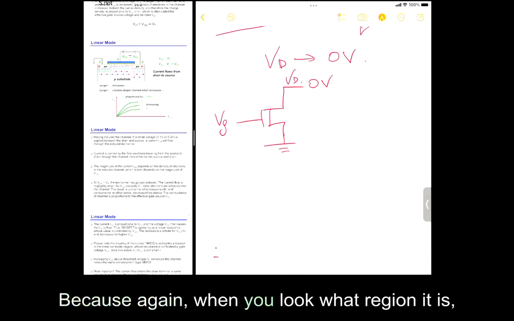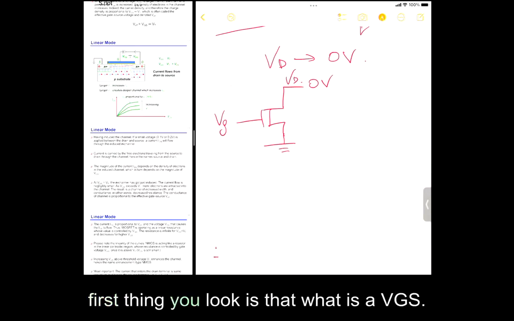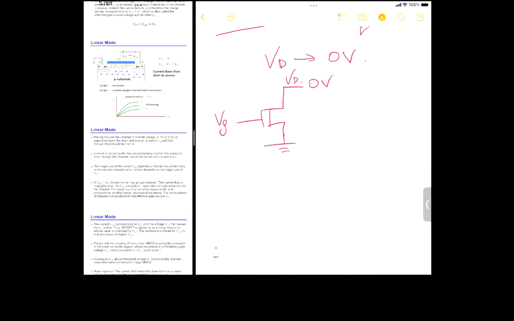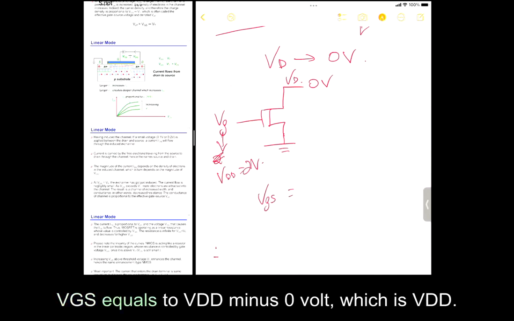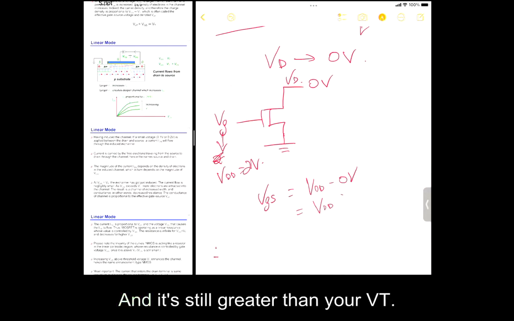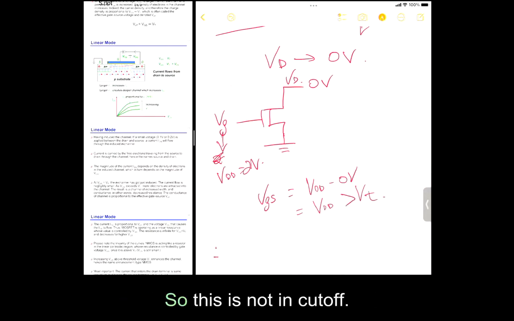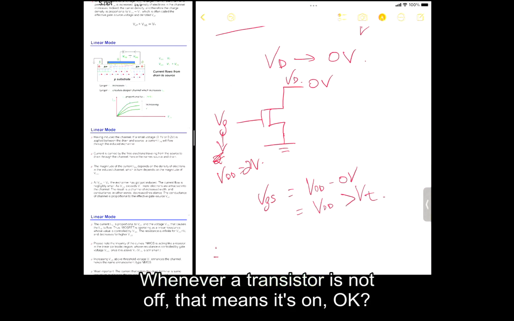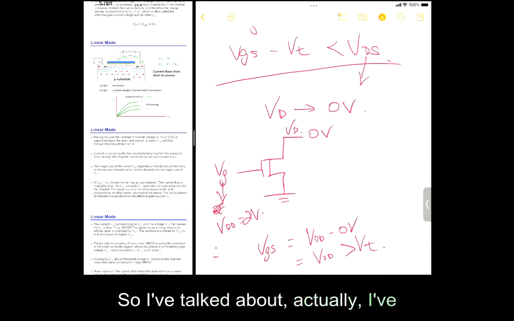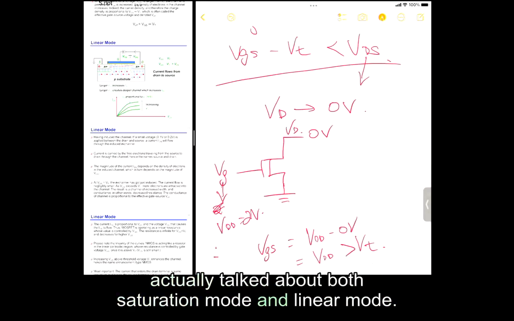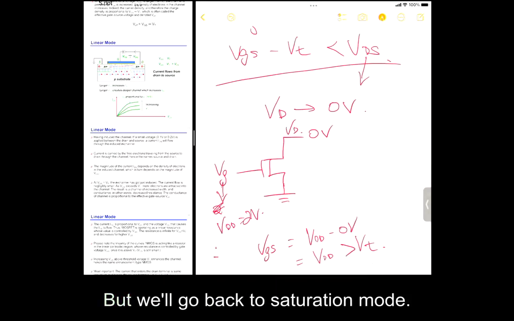Because again, when you look at what region it is in, the first thing you look at is VGS. Right now, what is VGS? It equals VDD, which is 2 volt. VGS equals VDD minus 0 volt, which is VDD, and it's still greater than your VT. So this is not in cutoff. Whenever a transistor is not off, that means it's on, at least for this unit. So I've actually talked about both saturation mode and linear mode, but we'll go back to saturation mode.